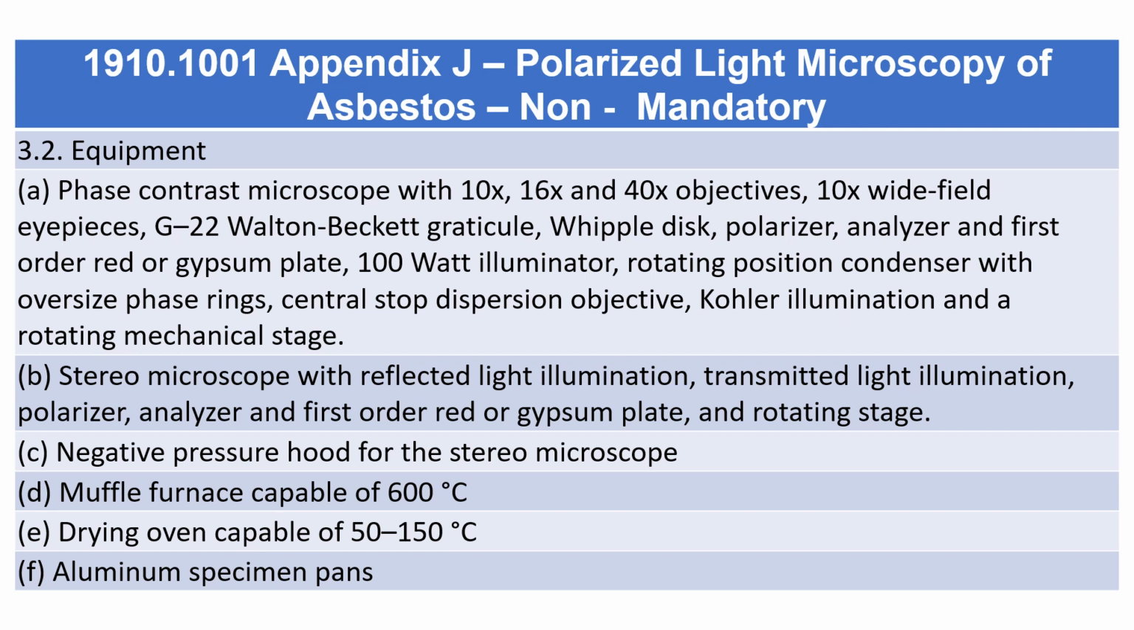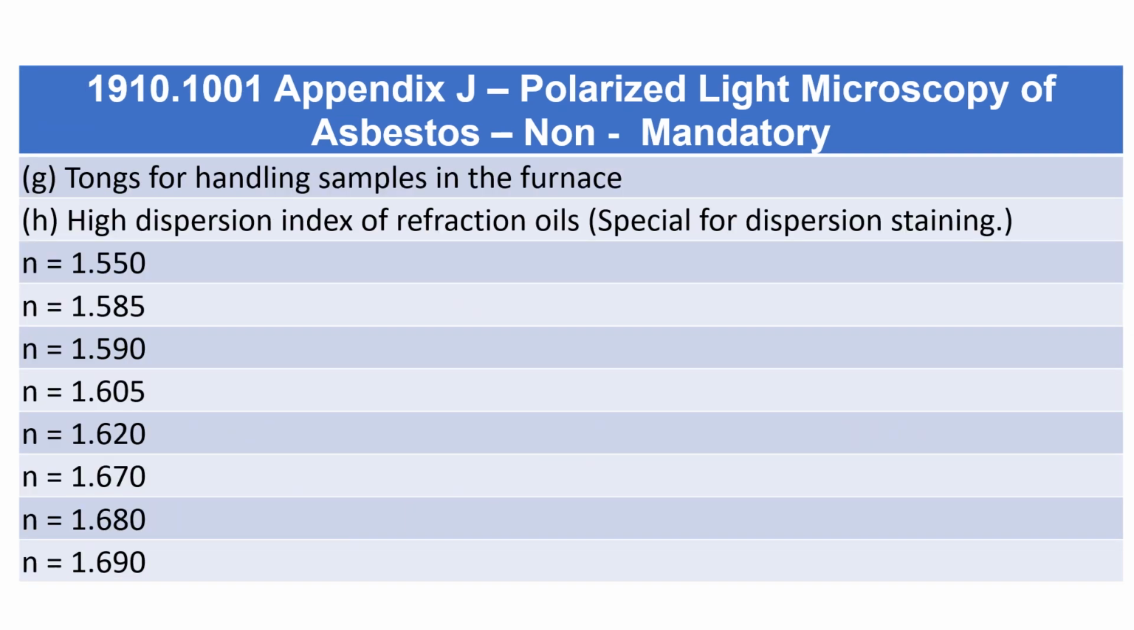D. Muffle furnace capable of 600 degrees Celsius. E. Drying oven capable of 50 to 150 degrees Celsius. F. Aluminum specimen pans. G. Tongs for handling samples in the furnace. H. High dispersion index of refraction oils, special for dispersion staining: n equals 1.550, n equals 1.585, n equals 1.590, n equals 1.605, n equals 1.620, n equals 1.670, n equals 1.680, n equals 1.690.